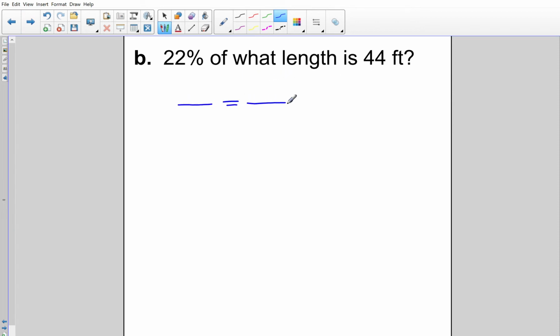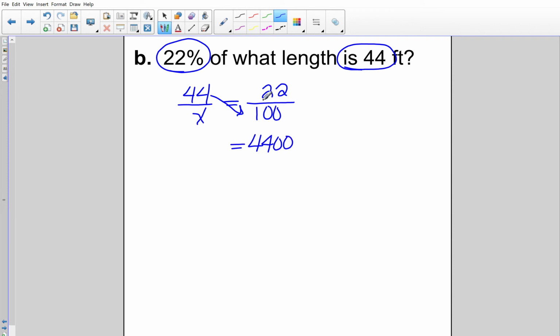So set up my proportion. My percentage is going to go over 100. Is 44. So that means the 44 goes on top and my x is on the bottom. Okay? So I'm going to cross multiply. This is 4,400 and then 22x. So simply divide by 22 and x would be equal to 200.